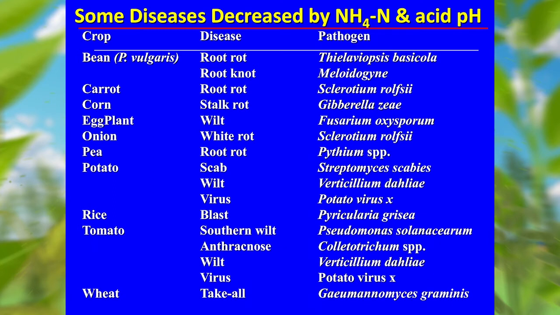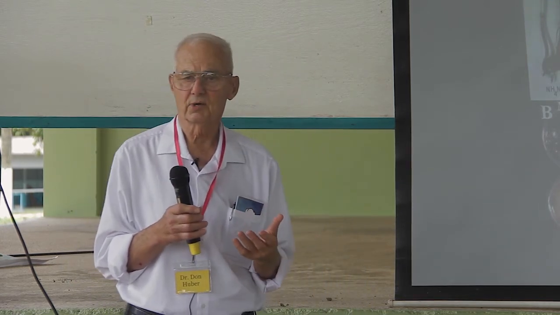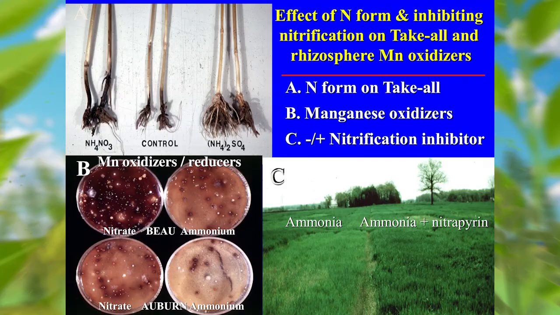Both of the sources can be utilized by most plants equally well. But their interaction with other organisms and other nutrients is quite different. And that's where we see a lot of these differences. So with the form of nitrogen, you can see with the take-all disease, root and crown rot on cereals, that the ammonium form of nitrogen, which increases your manganese uptake and some of your other minerals, gives you much greater disease control than a nitrate source.